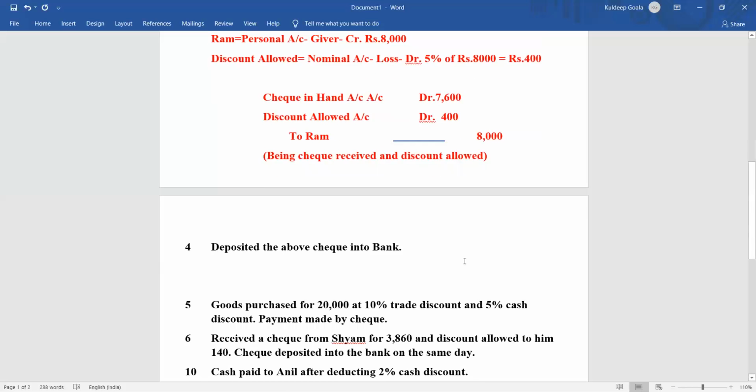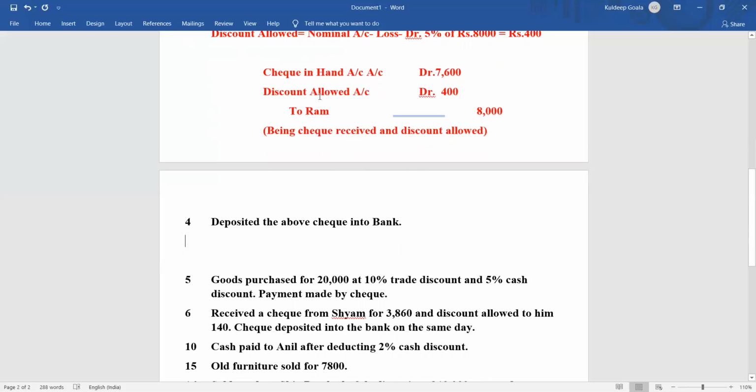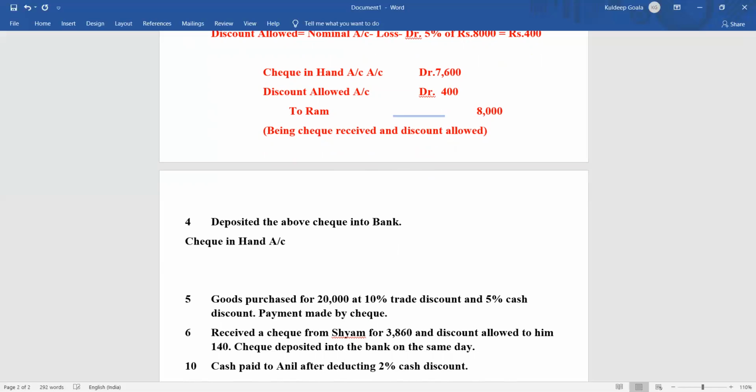Still if you have doubt, you call me and inquire and I'll clarify it. Now what happened? The check was deposited. This check in hand which was in our hand has been deposited in the bank. That means what are the accounts we are getting here? One is check in hand itself, because we have created the check in hand account, which refers to the check which is in our hand now. The other one is where we are depositing it, the bank account.